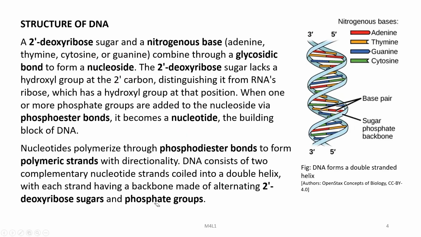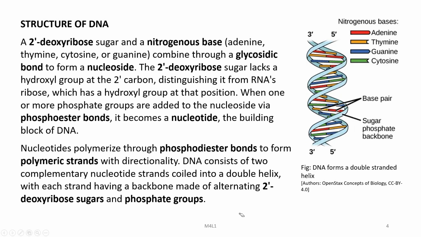These nucleotides will further polymerize through phosphodiester bonds to form polymeric strands which have directionality, for example, 3' to 5' or 5' to 3'. DNA consists of two such complementary nucleotide strands, which are coiled into a double helix, with each strand having a backbone made of alternating 2'-deoxyribose sugars and phosphate groups.